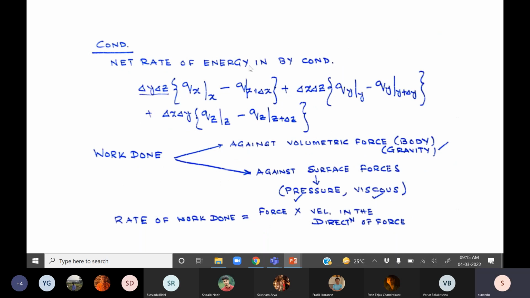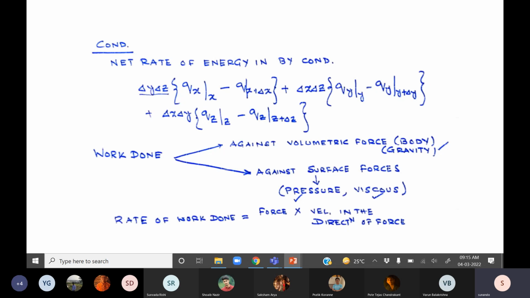Then we write the net rate of energy in by conduction, which is straightforward. This being the conductive heat flux at x, multiply that with the area, and similarly the amount out would be the q evaluated at x plus del x. In a similar fashion, we have it for Qy and for Qz. So these six terms now tell us the net rate of heat addition to the elemental control volume because of conduction. So we have taken care of convection and then conduction.